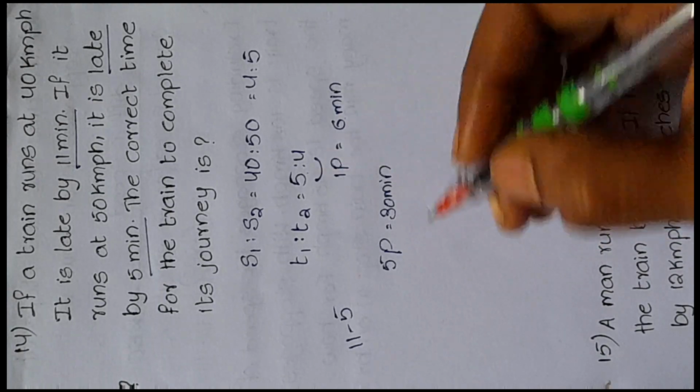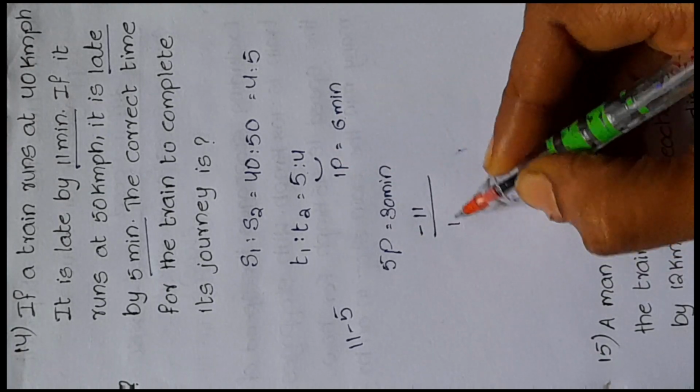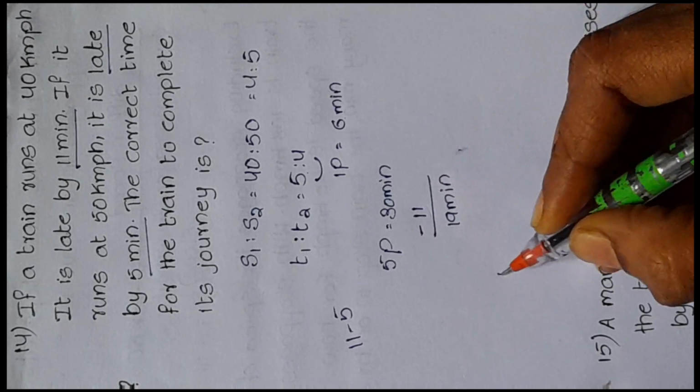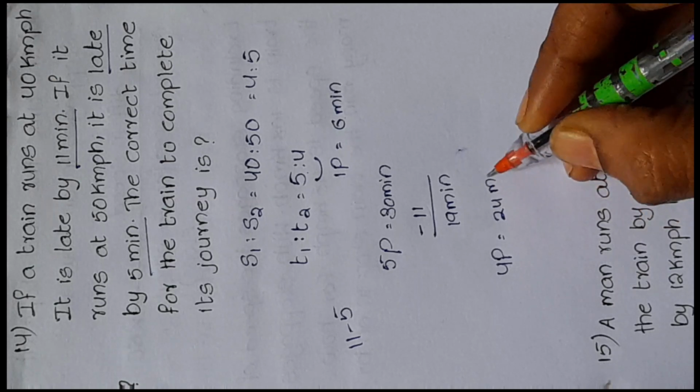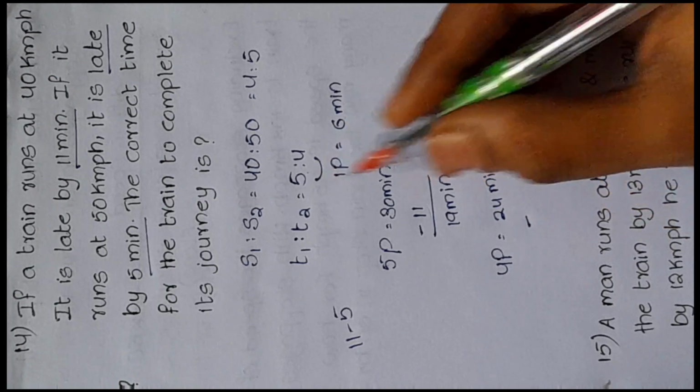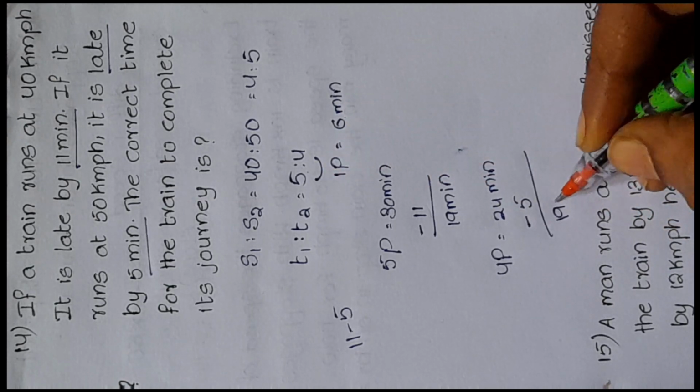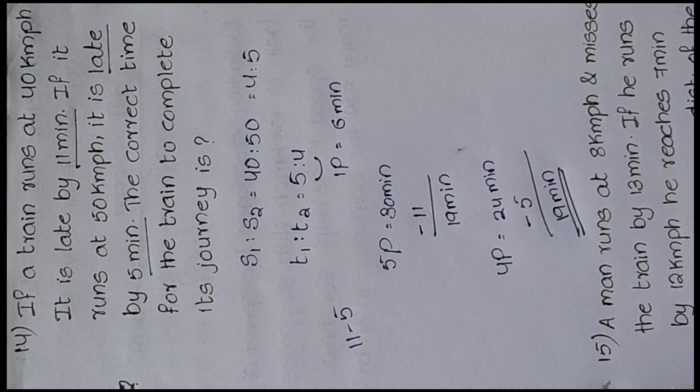Since 5 into 6 is 30 minutes, minus 11 is equal to 19 minutes. If we take 4 parts, that is the second case, it is 24 minutes. 4 into 6 is 24, minus in the second case it is late by 5. So 19 minutes. In both the cases we get 19 minutes as the answer.